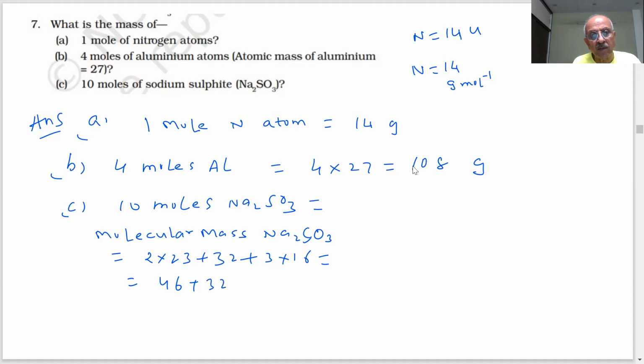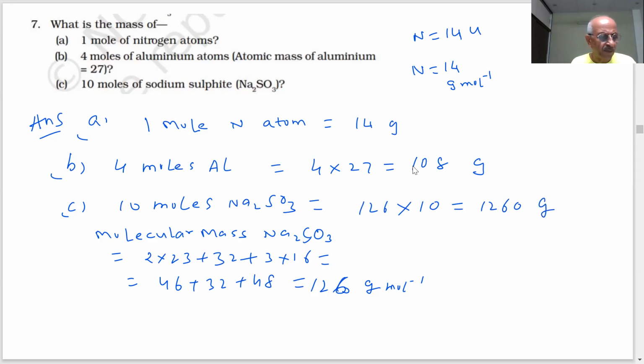46 plus 32 plus 48. 126 gram per mole. Then for 10 moles, how much will it be? 1260 gram. Is it correct? Yes, sir. Okay.